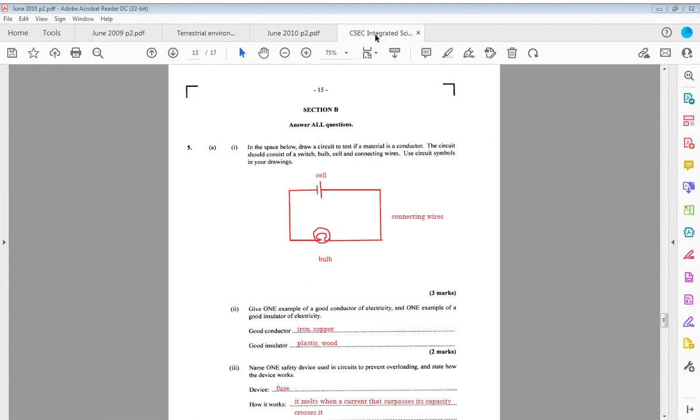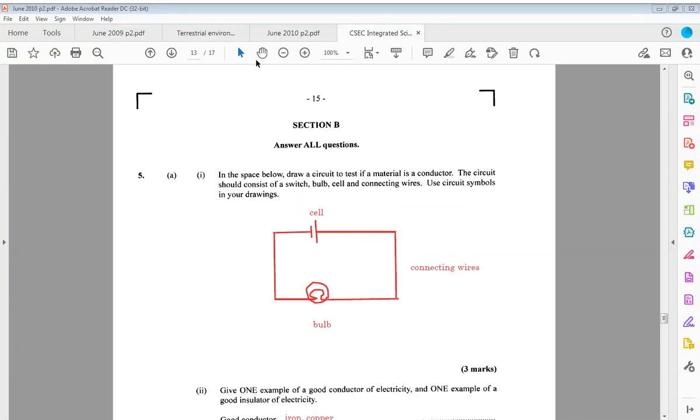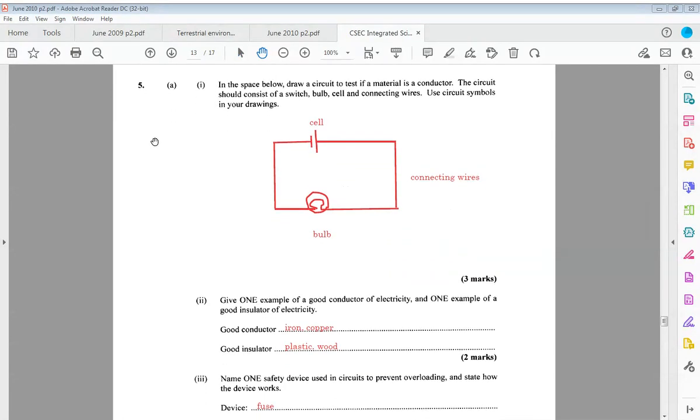And then the second question, this is from June 2017. With this one, we had to actually draw a circuit, right? Question 5, part 1. In the space below, draw a circuit to test if a material is a conductor. The circuit should consist of a switch, bulb, cell, and conducting wire. Now use circuit symbols in your drawings.